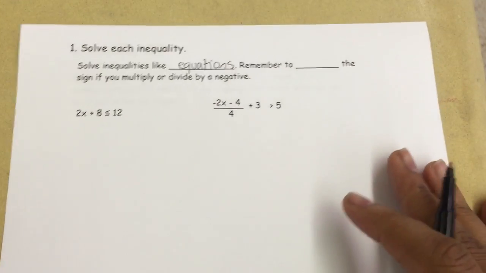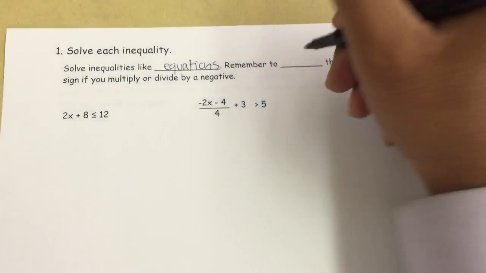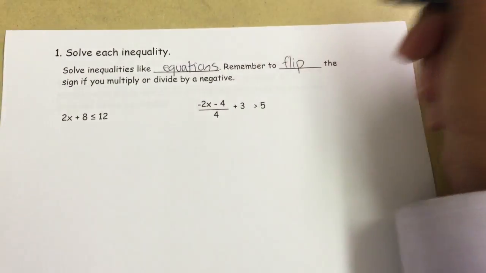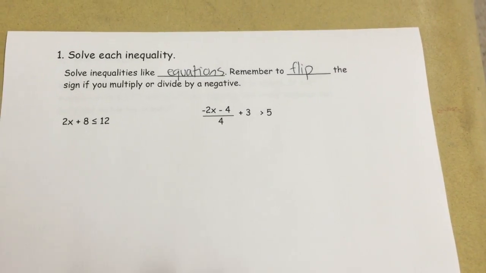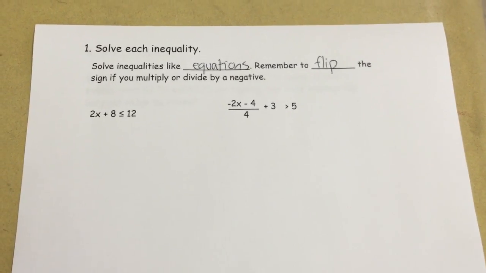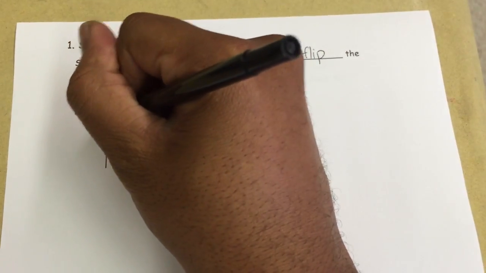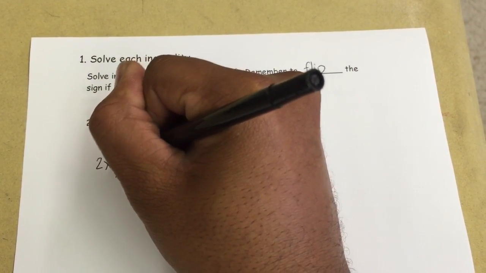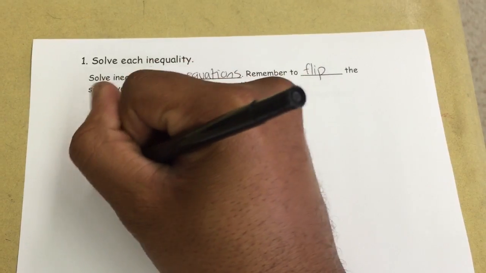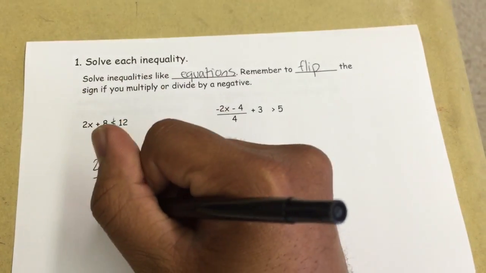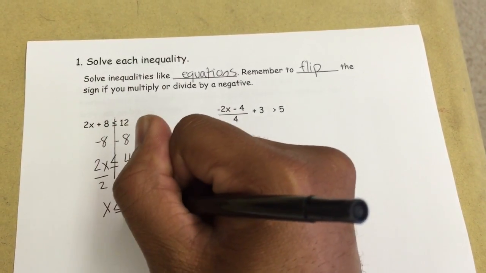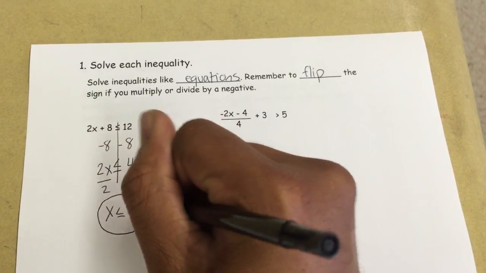Okay? So there's one trick to this. You have to remember to flip the sign if you multiply or divide by a negative, okay? So let's solve 2x plus 8 is less than or equal to 12, just like an equation. We'll subtract 8 from both sides. And our final answer will end up being x is less than or equal to 2.